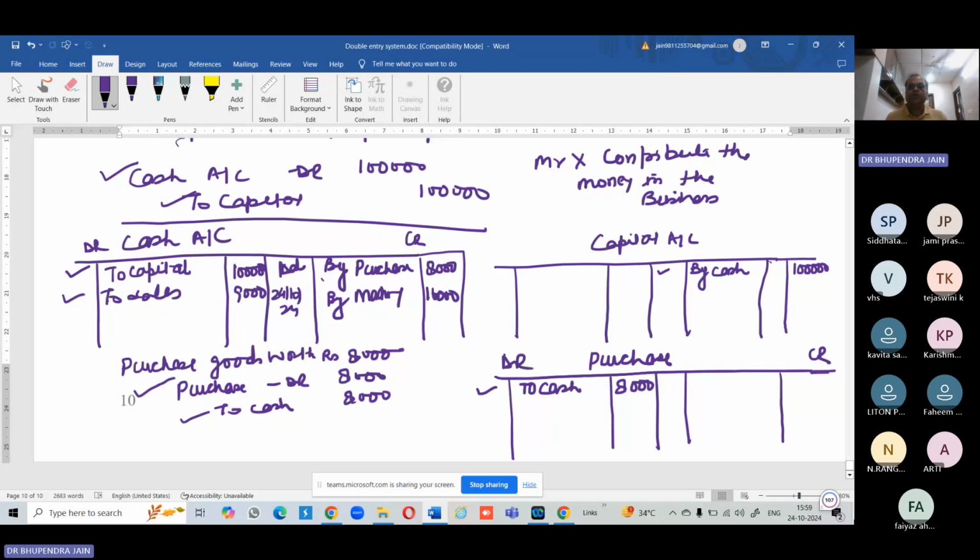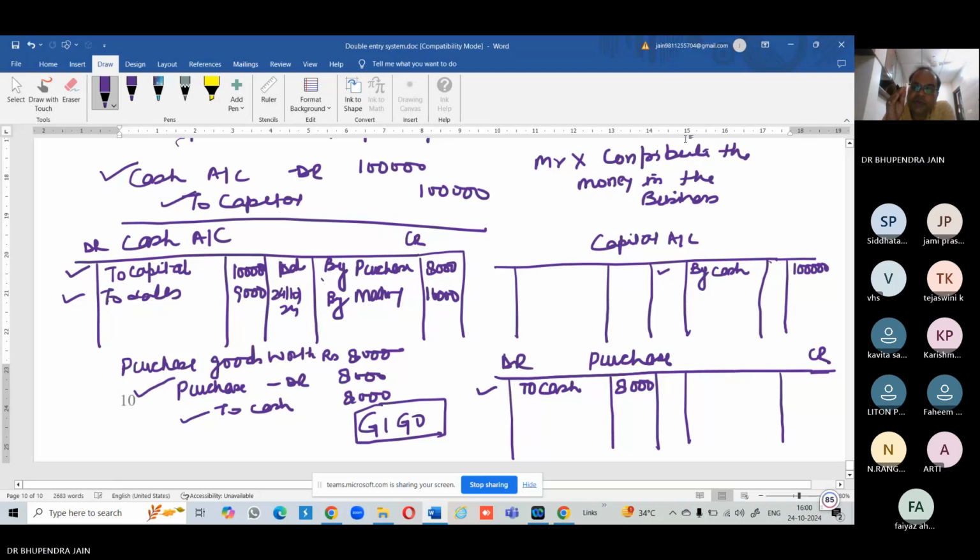Because, as we discussed in the last class, all accounting software is GIGO. And GIGO means garbage in and garbage out. If you pass the wrong entry, Tally will definitely create the wrong ledger. Then how to rectify the entry, how to rectify the ledger? If you have the knowledge, then you can easily rectify the ledger.